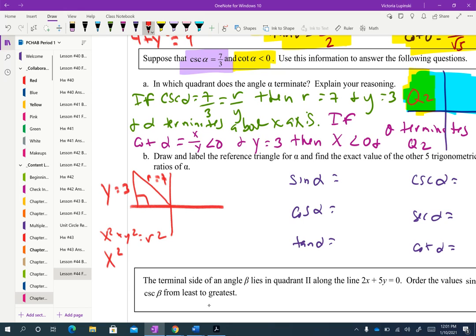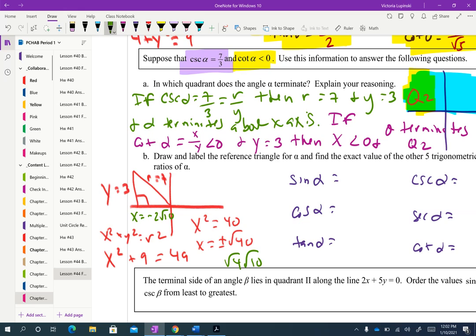So x squared plus 9 equals 49, which tells us that x squared is equal to 40, which means that x equals plus or minus the square root of 40. The fact that it's in the second quadrant is how I know that it has to be negative. And I'm going to go ahead and simplify. So the square root of 4 times the square root of 10. So x is equal to negative 2 radical 10.